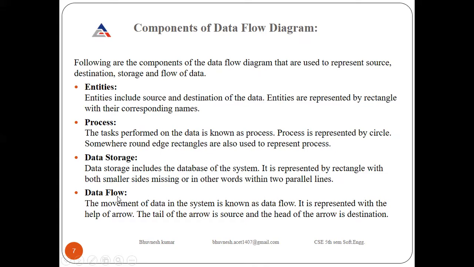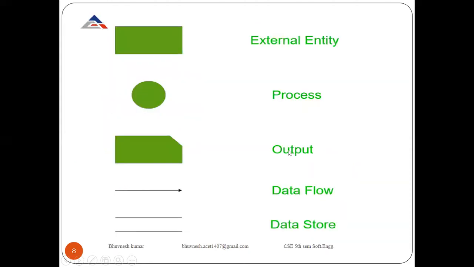Then there is data flow. The movement of data in the system is known as data flow, and it is represented as an arrow. Here are the symbols. Your external entity is your rectangle. Process is your circle or a rounded edge rectangle, and output is there. One side folded of your entity is your output entity, and the internal entity is your input entity.